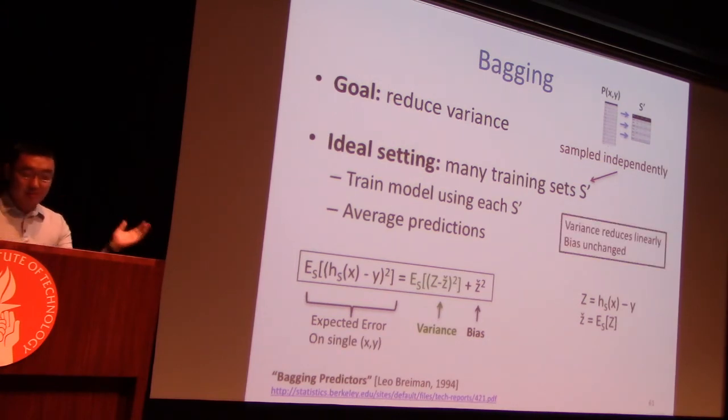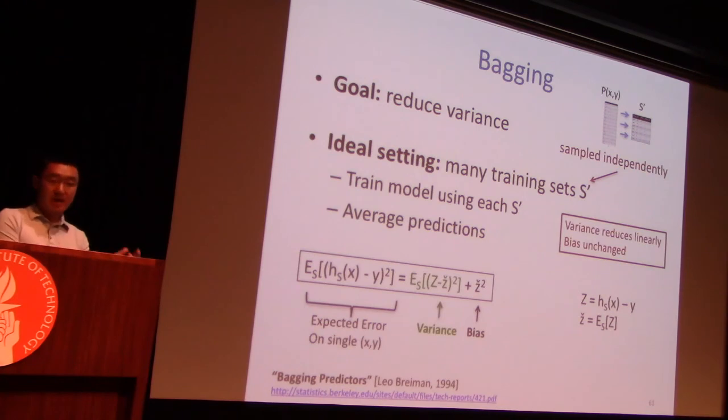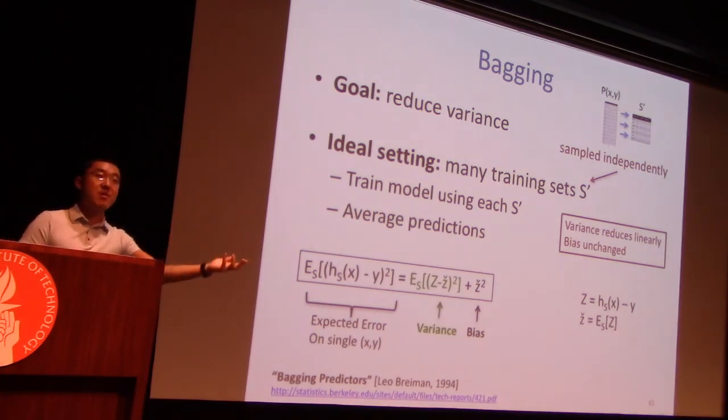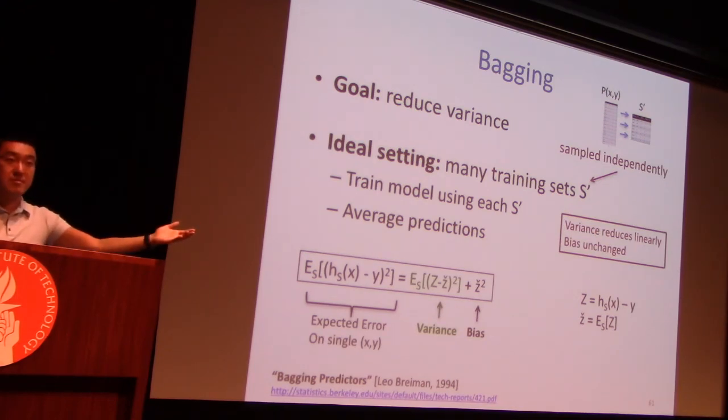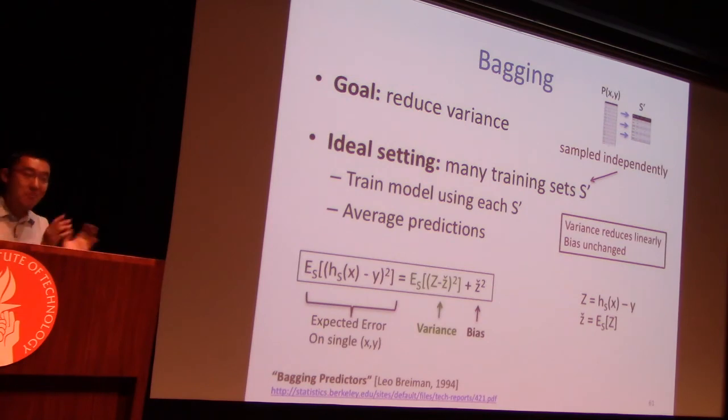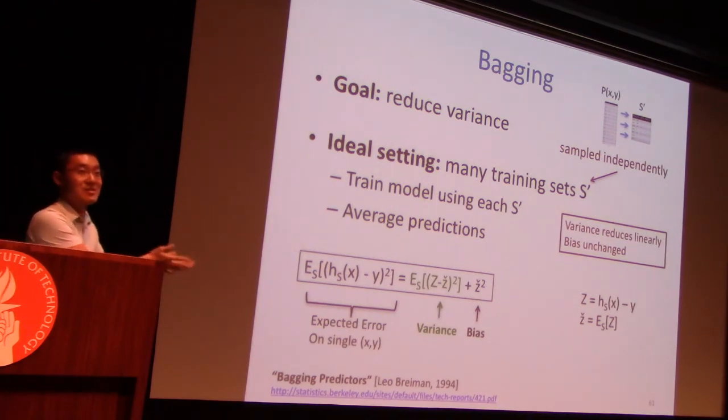The variance reduces linearly as we somehow collect more training sets of the same size, train a model, and average the predictions of all these models together. Again, this is probability 101. The bias is unchanged. Of course, in practice, we can't actually collect a new training set. That's just not possible.